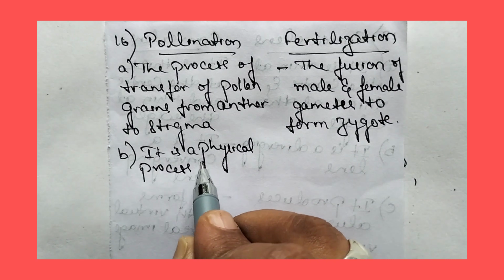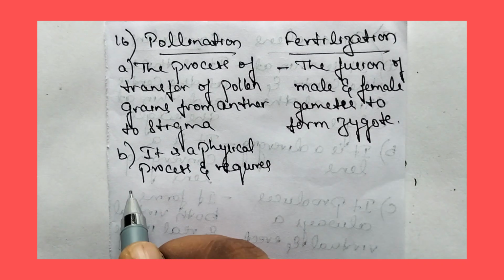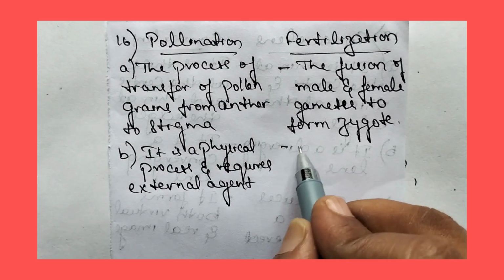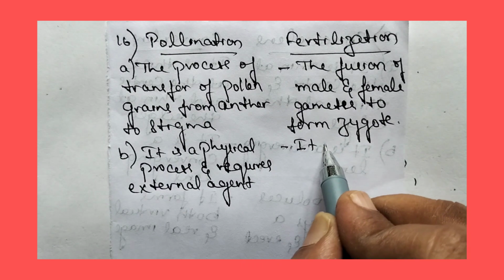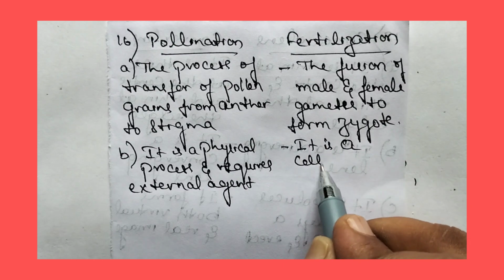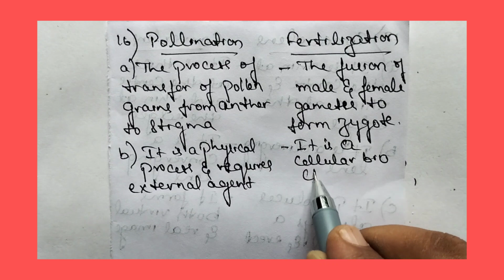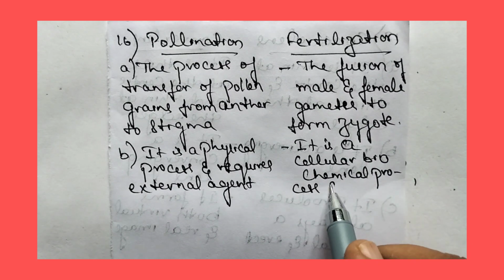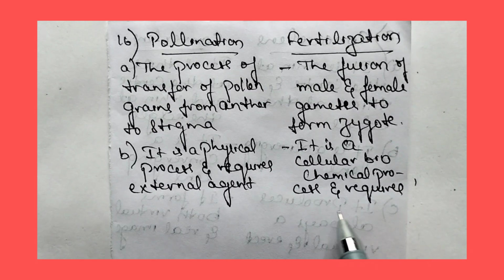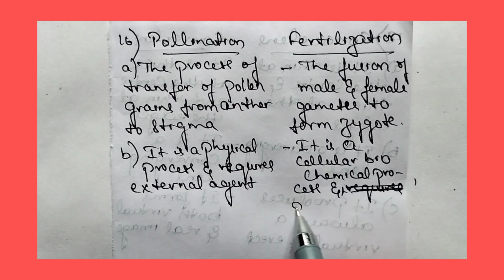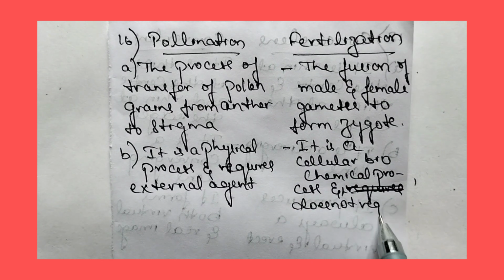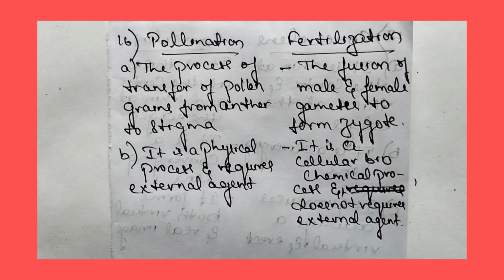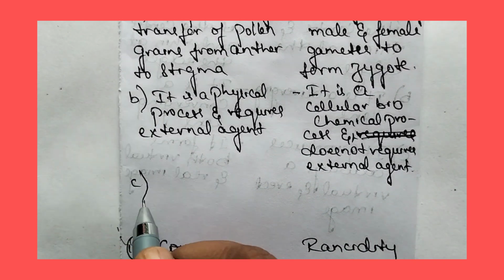Then the second difference. Pollination is a physical process and requires external agents like air, water, animals, birds, etc. Fertilization is a cellular biochemical process and does not require an external agent. So this is the second difference between pollination and fertilization.